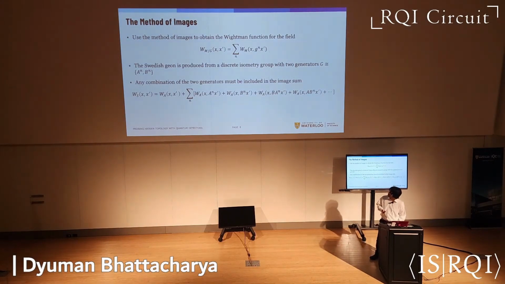So the Swedish geon, having two generators in its isometry group, complicates matters. Any combination of the two generators must be included in the image sum. So any string of generators, they don't commute, and that will have to be included in the image sum.